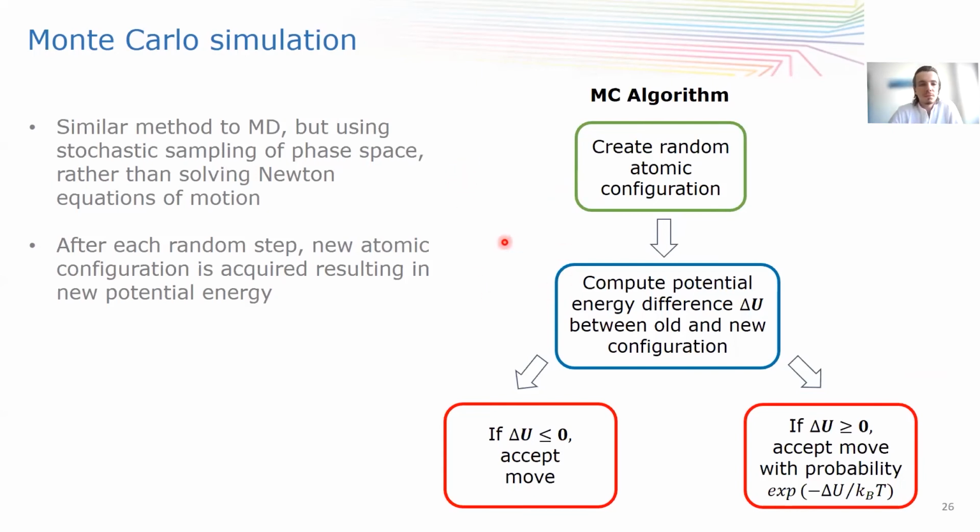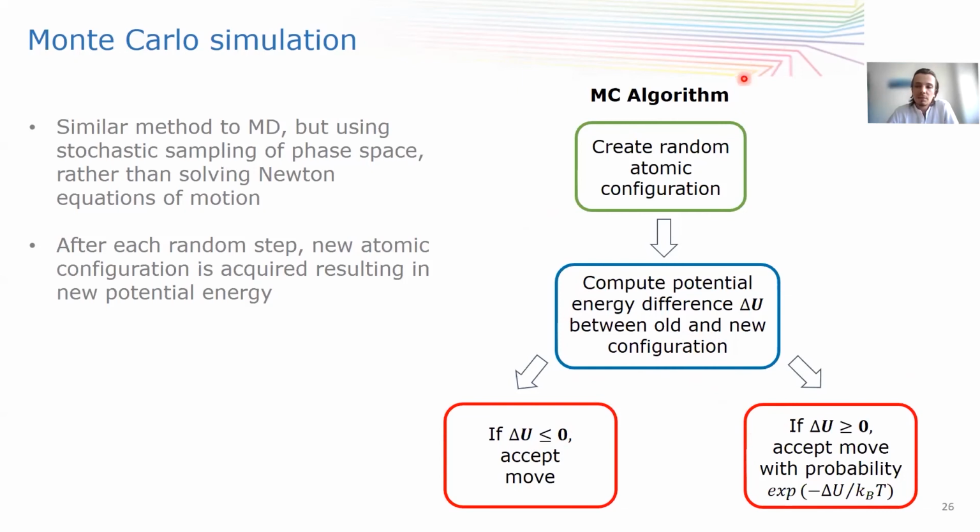So this is the difference between Monte Carlo and molecular dynamics. The typical MC Monte Carlo algorithm looks like this: we create some random atomic configuration. Then we compute the potential energy difference between the old and the new configuration. If the difference in potential energy is lower than zero, we accept this move. If it's higher than zero, we accept this move with a probability.